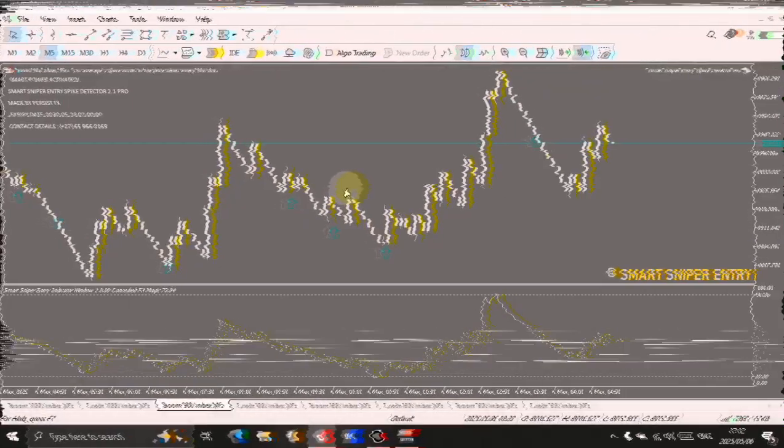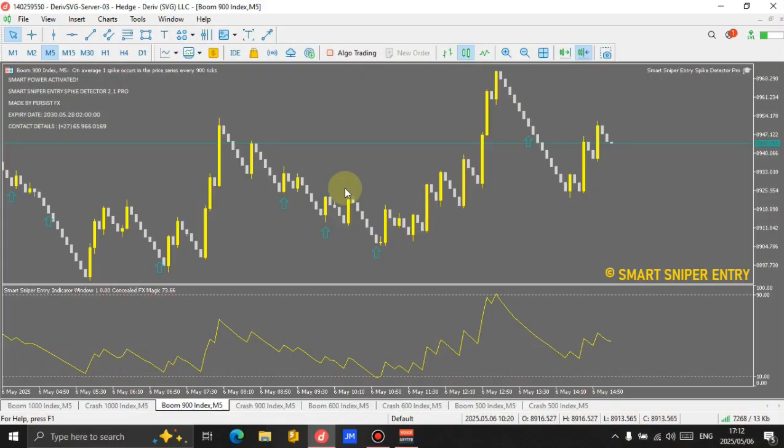Yo, what's up traders? In this video, I'll be showing you how to use the Smart Sniper Entry Spike Detector 2.1 Pro, the tool designed specifically for Boom and Crash to help you catch clean spikes with ease.